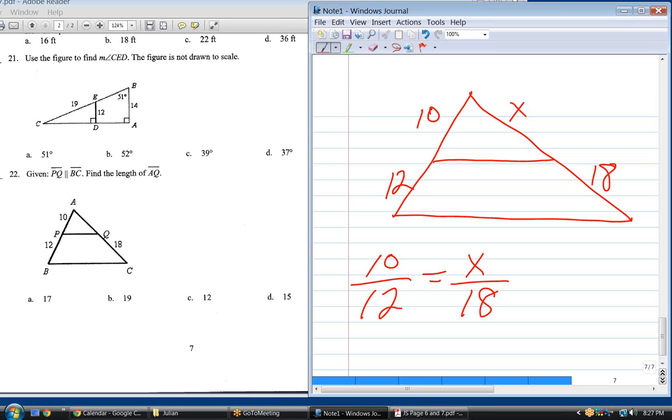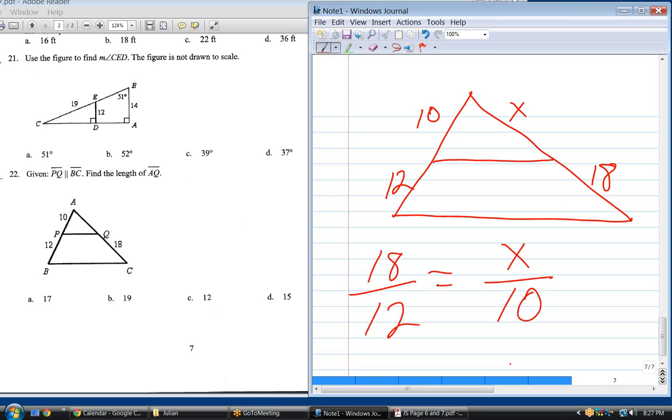That happens to be true, but that's not really the way that I like to see you do it. What we want to do is compare corresponding sides. So the ratio is 18 to 12. 18 to 12, the known two numbers, must be equal to X over 10. Turns out that that's the same thing you gave me.